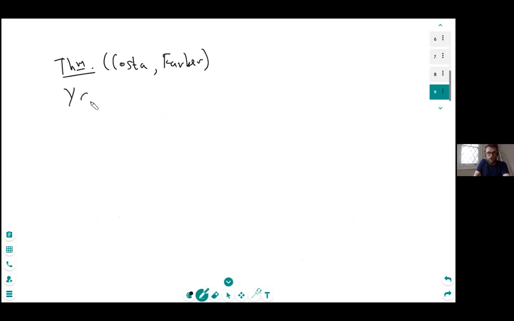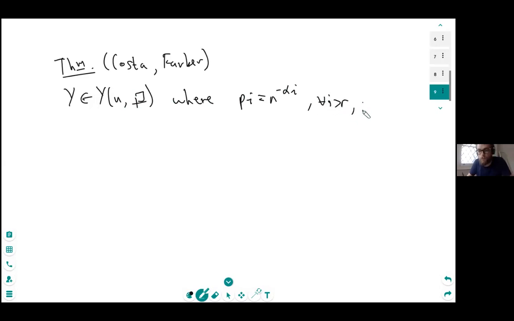So we have y in mp, where pi equals n to the minus alpha i, for all i, and then for any i bigger than some dimension, the probability is zero. So this guarantees that the complex is finite dimensional. So this randomness now just depends on this vector of probabilities alpha.